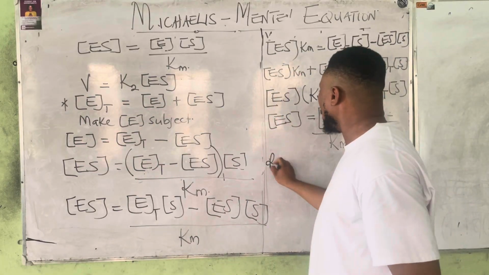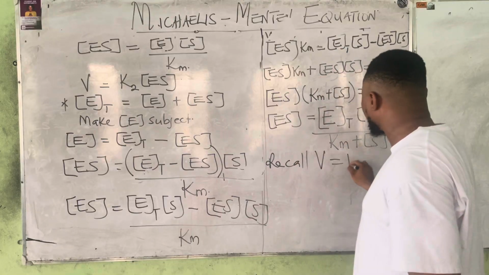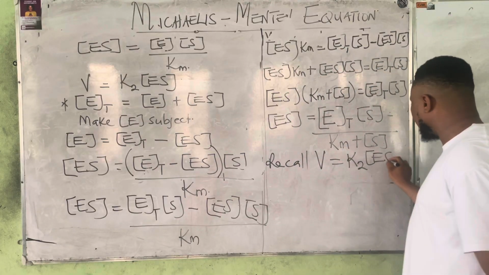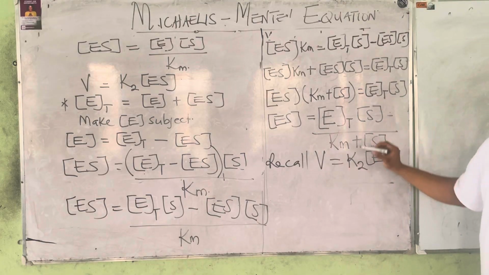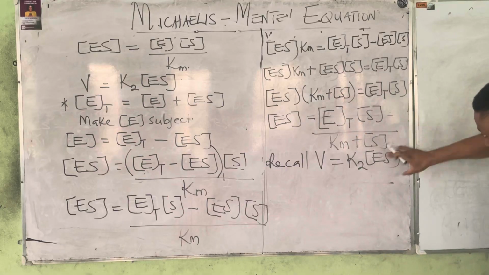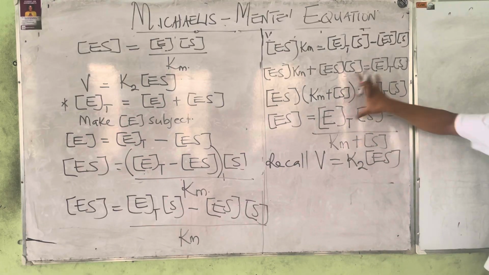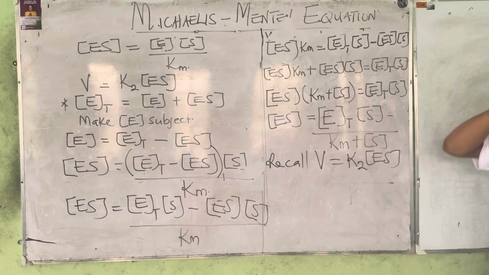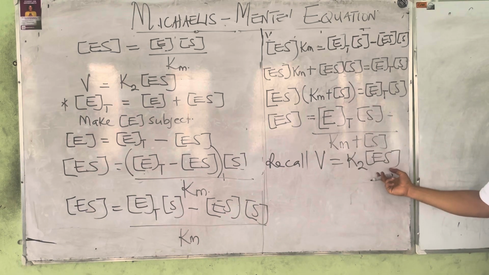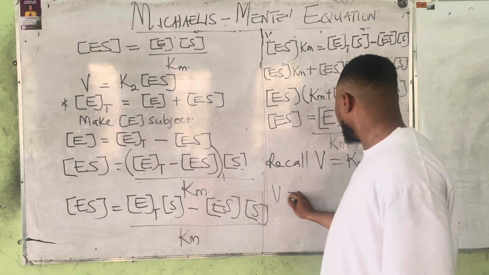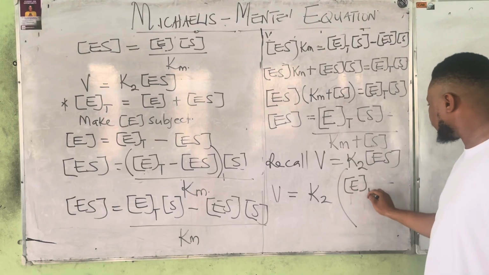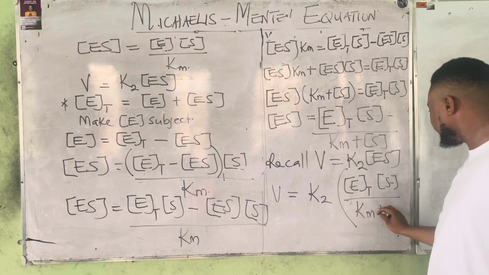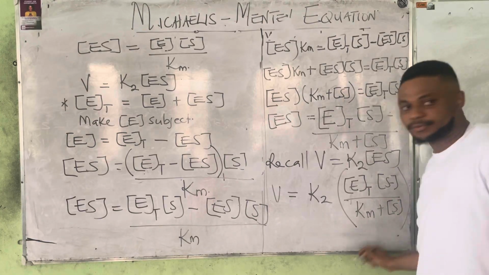Now, it is now that we will now use this formula, right? So now, recall that V is equals to K2 times ES, right? Okay. K2 times ES, right? Hope you know that everything here is ES. So carry this guy here and put inside this ES. Carry this guy here and put here. Okay? Substitute everything here. Put it in ES. So now it means that you now have V to be equals to K2 brackets E what? T times S divided by Km plus your substrate concentration.